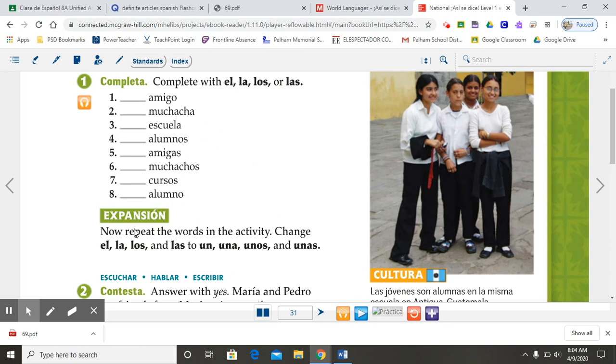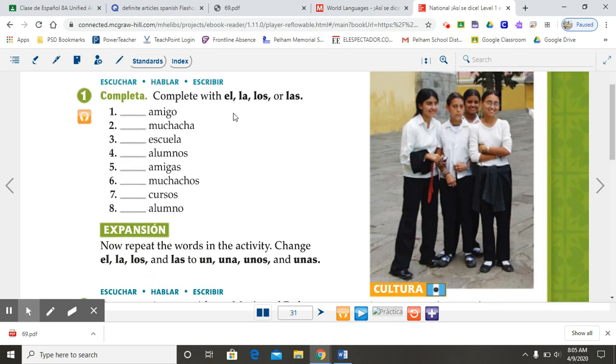And it says expansion. Now repeat the words in the activity. So you're going to do the same 8 words, but this time, another pausing point. Instead of using the definite articles, so instead of saying the friend, the school, the students, you're going to change it to indefinite articles. So I want you to use these 4. Ready? Un, una, unos, unas. Use the indefinite articles for this part right here. Pausing point.